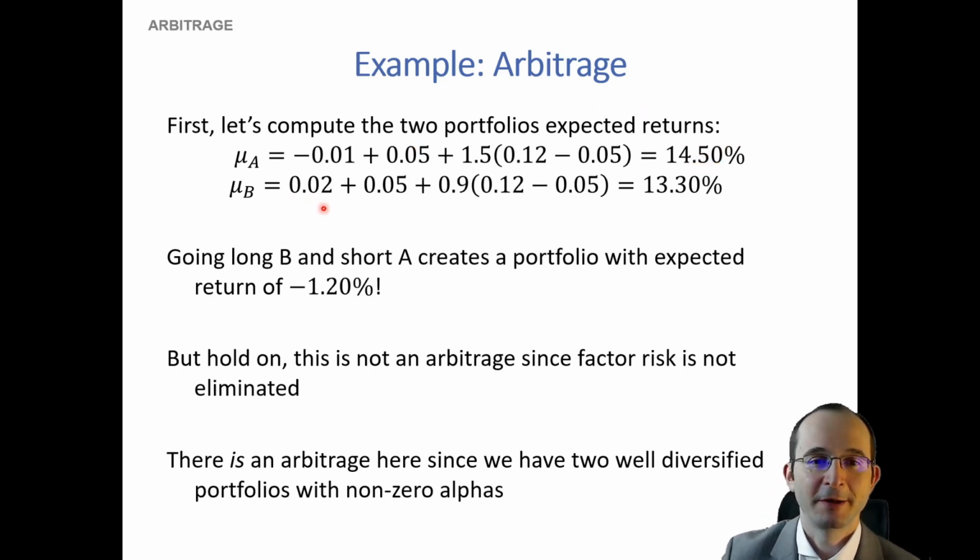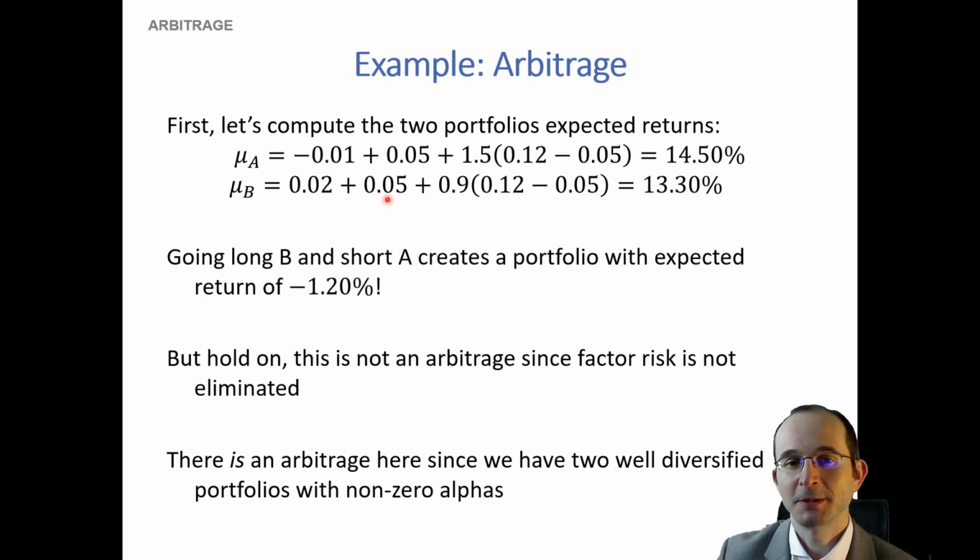What about the portfolio with the positive alpha? Well, that one's going to have the alpha of 2%, the risk-free rate of 5%, its beta of 0.9 times the market risk premium of 12% above the risk-free rate of 5%, expected return of 13.3%.